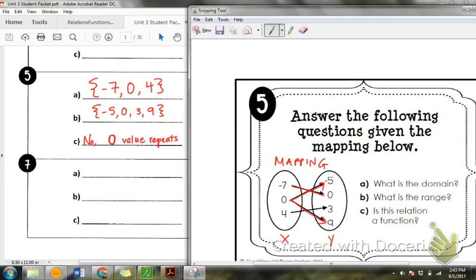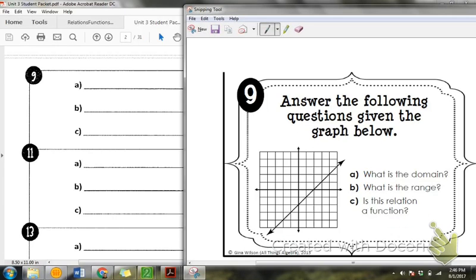Now, when we go back on our notes, what we'll see is 7, 0, 4 and 5, 0, 3, 9. So number 9, again it says what is the domain, what is the range. So we're answering the same 3 questions every time, okay? Now this is a line. You guys see that? That's what we're looking at to determine the domain and range of this one. So this is a little bit different. It's not just a list of values.